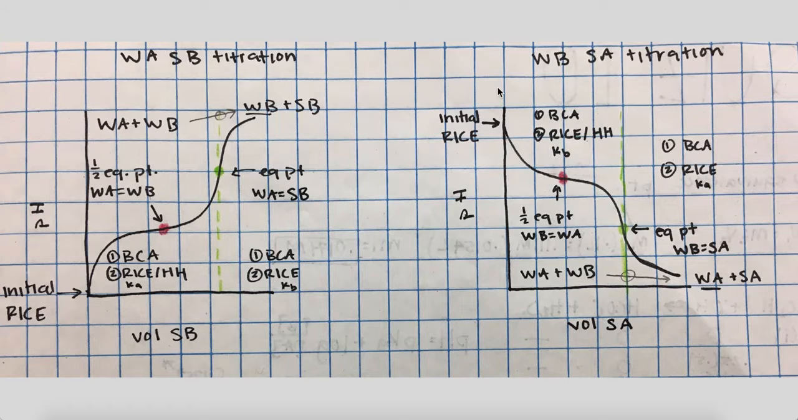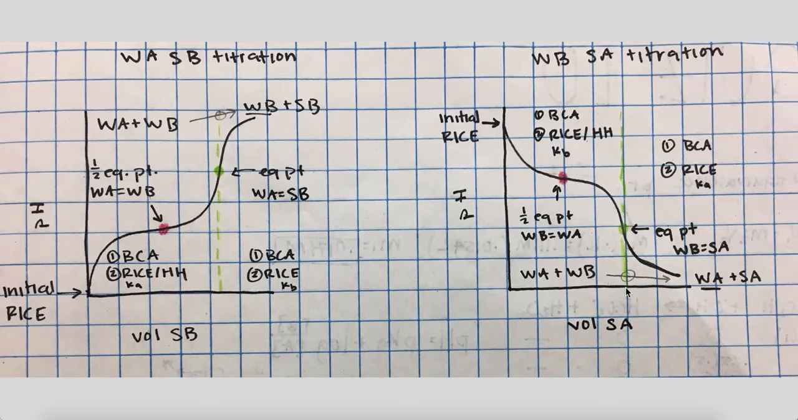Now the same thing is going to be true over here. It's just kind of flipped. I have a weak base being titrated with a strong acid. So when I'm asked to find the pH initially, again, it's just a Rice table looking at the equilibrium that a weak base has with water. But then I start adding titrant, and I'm going to have to use a BCA table and then a Rice table or Henderson-Hasselbalch equation in order to find the pH. So the same thing at our half equivalence point, we have equal numbers of our weak base and our weak acid, and both are present.